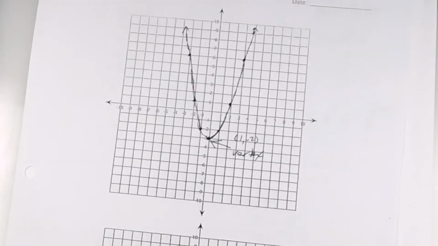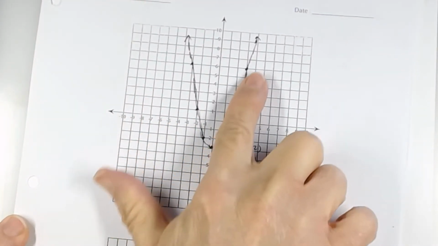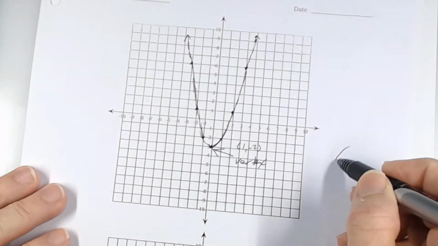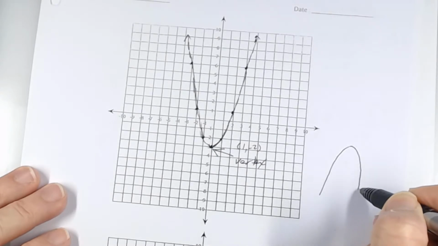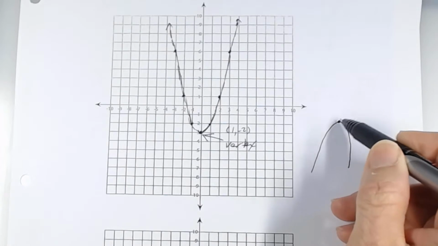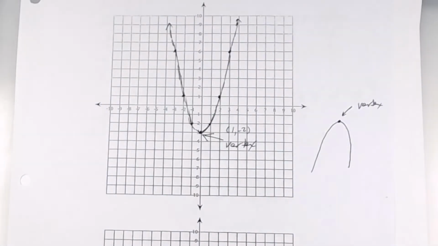So the lowest point, see how the parabola goes from decreasing to increasing? That minimum point is called the vertex. Now if it went down like this, it would have what kind of point? Not minimum, but a maximum point, and that would be the vertex as well. So the vertex of a parabola is where the minimum point or the maximum point is. You can only have one.